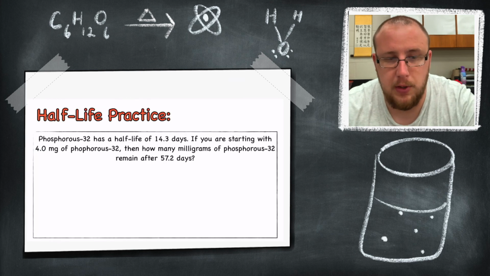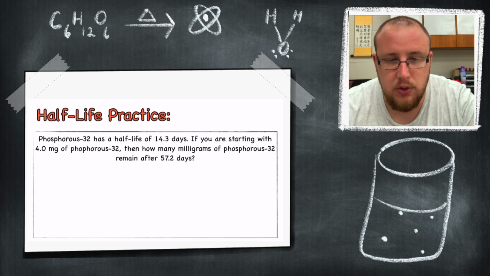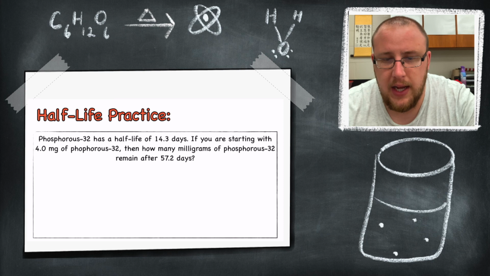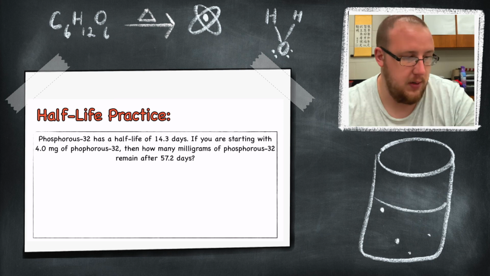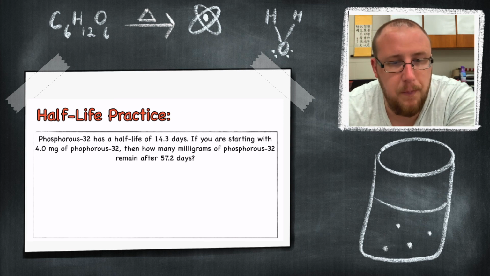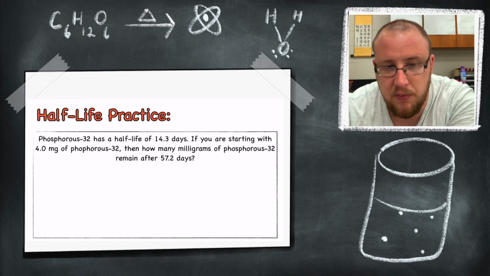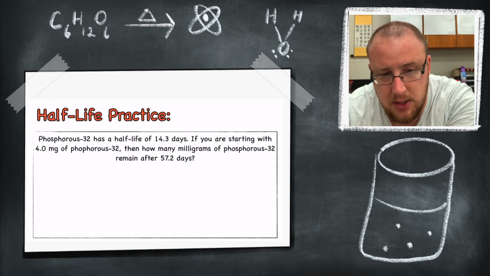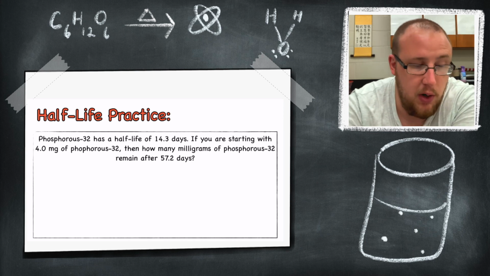Let's work a problem. Phosphorus-32 has a half-life of 14.3 days. If you start with 4 milligrams of phosphorus-32, how many milligrams of phosphorus-32 remain after 57.2 days? First of all, we have to figure out how many cycles happened. In order to figure out how much we have left, we need to figure out how many half-lives happened.